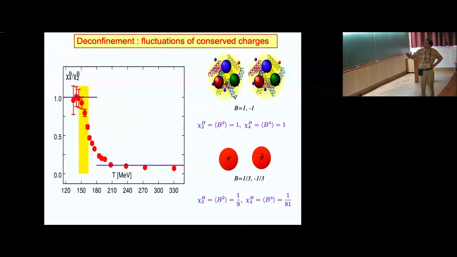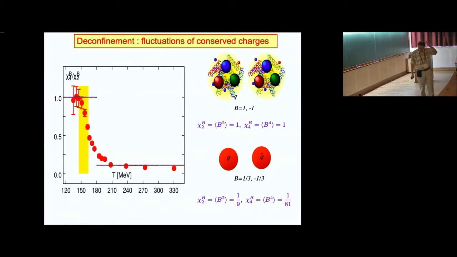So at low temperature, of course, the baryon number is carried by baryons, which are composed of quarks, and the baryon number could be only either +1 or -1. Therefore, all these fluctuations, chi2 is 1, chi4 is 1, all of these fluctuations are just 1. And therefore their ratio, if you're in the hadron phase, chi4 over chi2 of baryon number, is 1, and what you see from the lattice is exactly this.